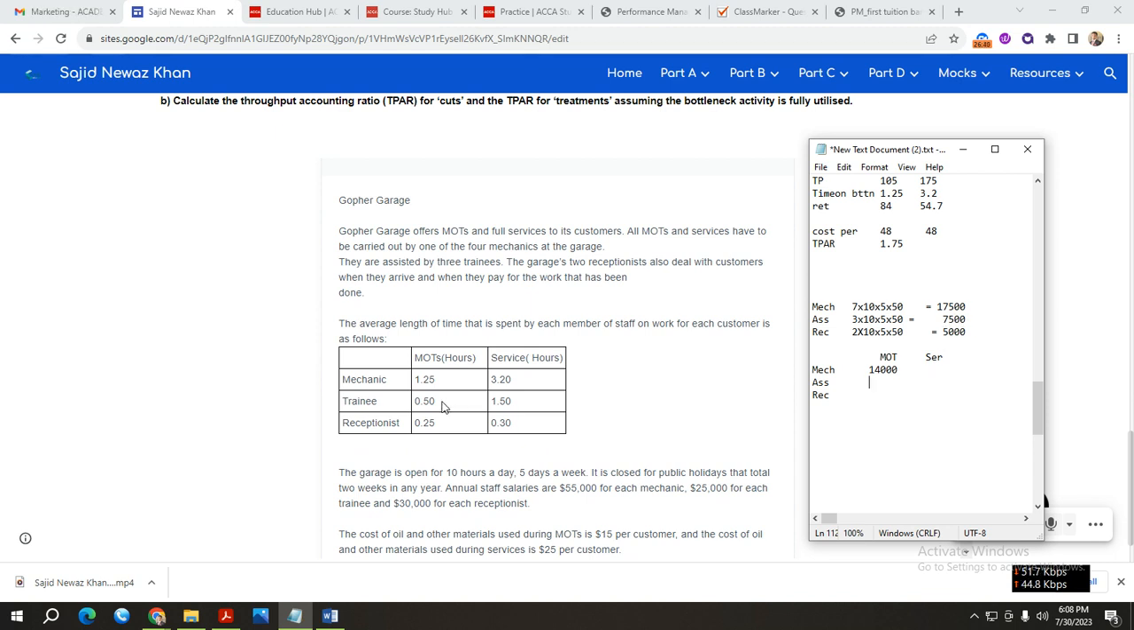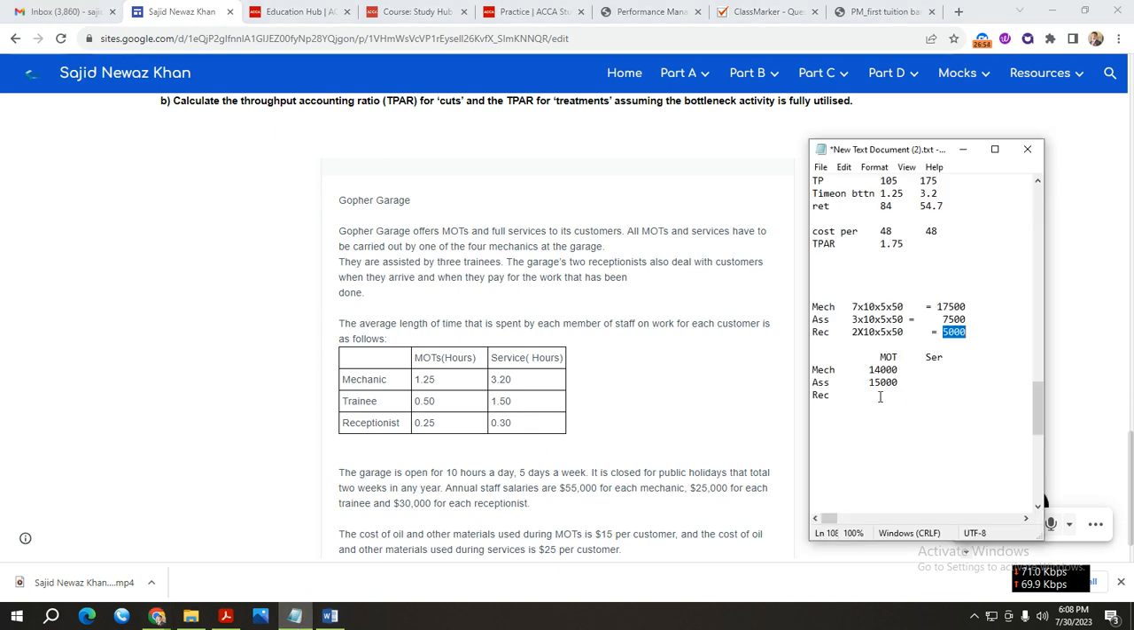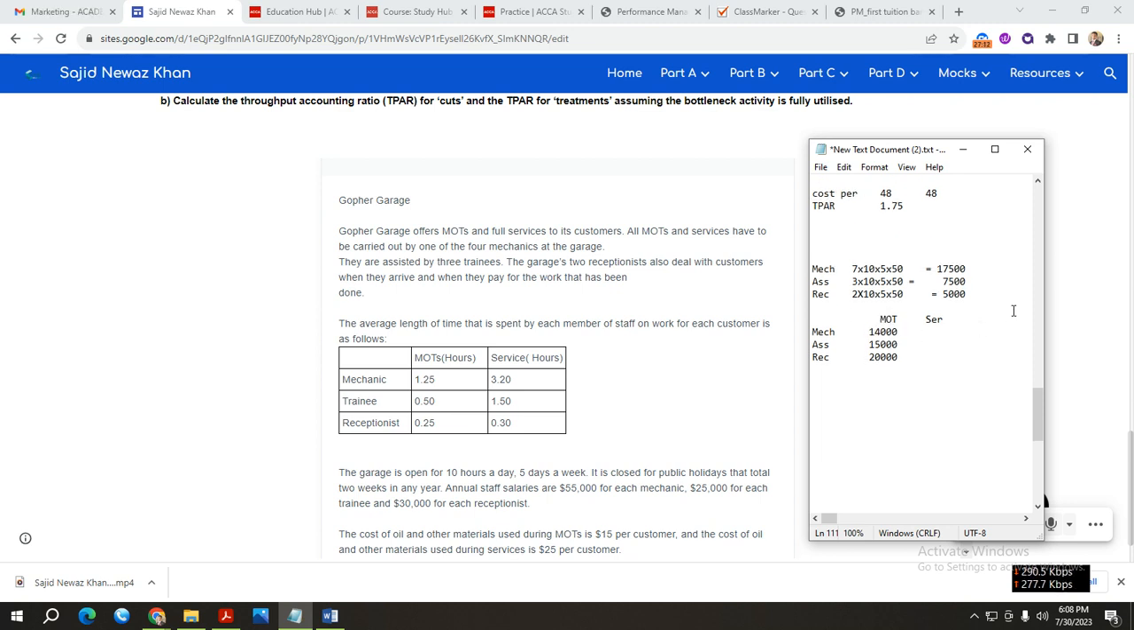7,500 available. It takes half an hour for him to service one, so in a year he can do 15,000. Receptionist, total available is 5,000, and he can serve 0.25, so 5,000 divided by 0.25, this person is able to do 20,000 services. So we can already see the mechanic time, although we have hired 3 new mechanics, is still going to be a bottleneck for MOTs. So let's have a look at services.